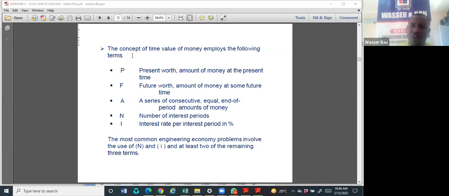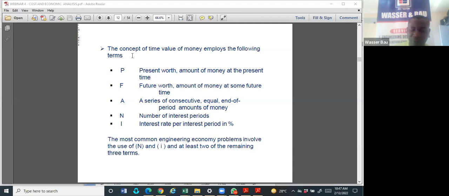Now, in the mathematical expressions, you'll be seeing things like present worth represented as P. You'll be seeing things like future worth, F, the amount of money at a future time. Then you'll be seeing a series of consecutive equal end-of-year amounts of money, A. So there's A, there's F, there's P. Then you'll be seeing N. N can mean the number of interest periods. It can also mean the number of years of the project. In other words, the project has a beginning and an end.